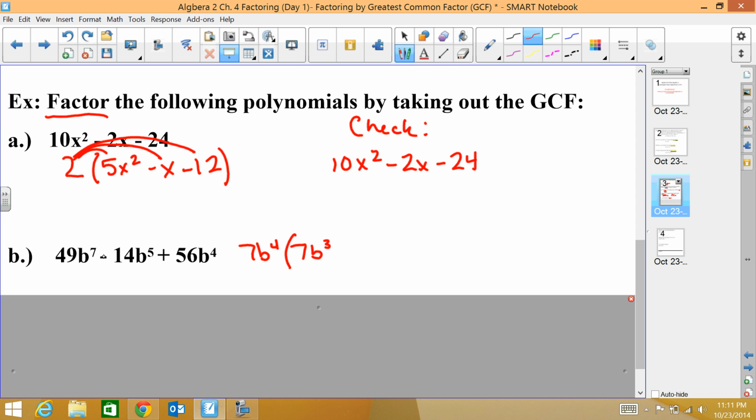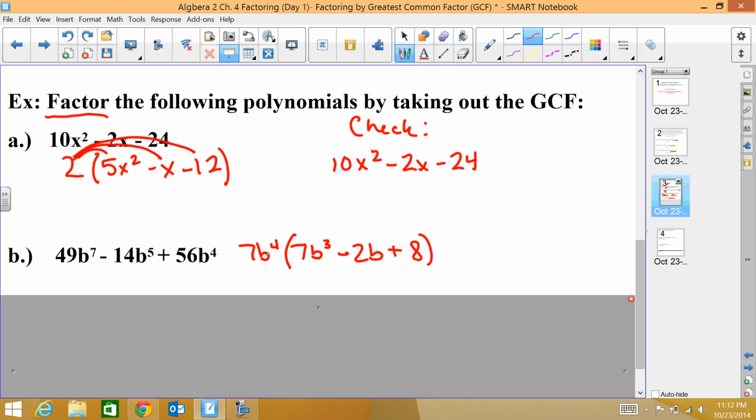Then if I take negative 14 divided by 7, then I would end up with negative 2. And I have b to the 5th, and I'm taking out b to the 4th, which just leaves me 1b. Because if I have 5 and I take out 4, there's 1 left. Then if I take 56 divided by 7, I get 8. And b to the 4th divided by b to the 4th would just be 1. So that would be my answer.